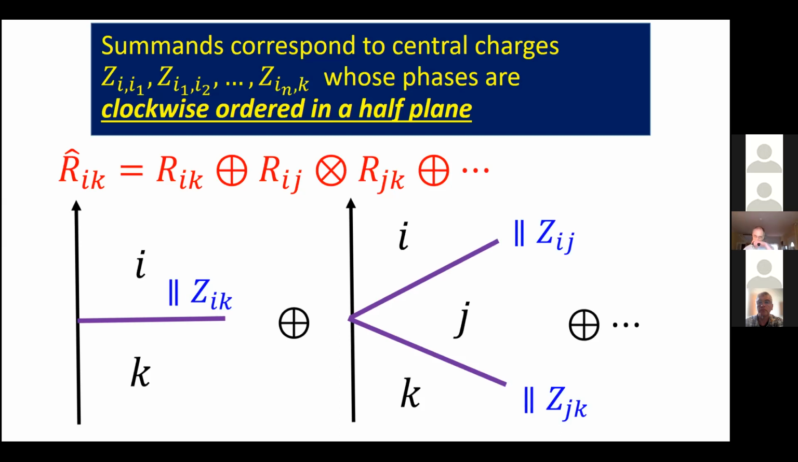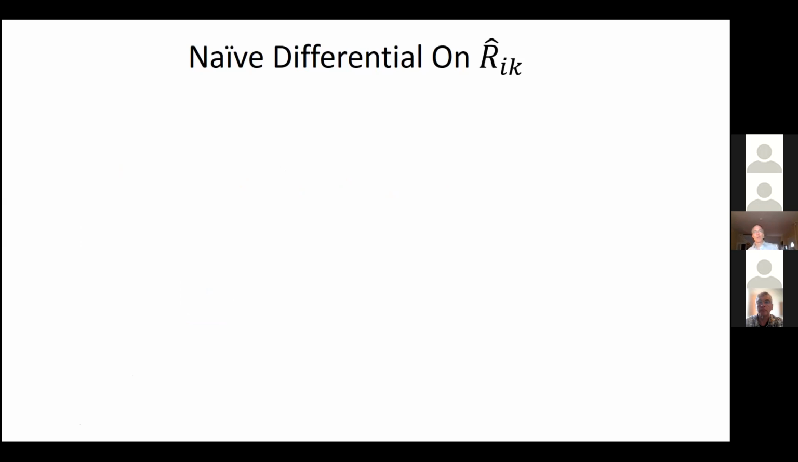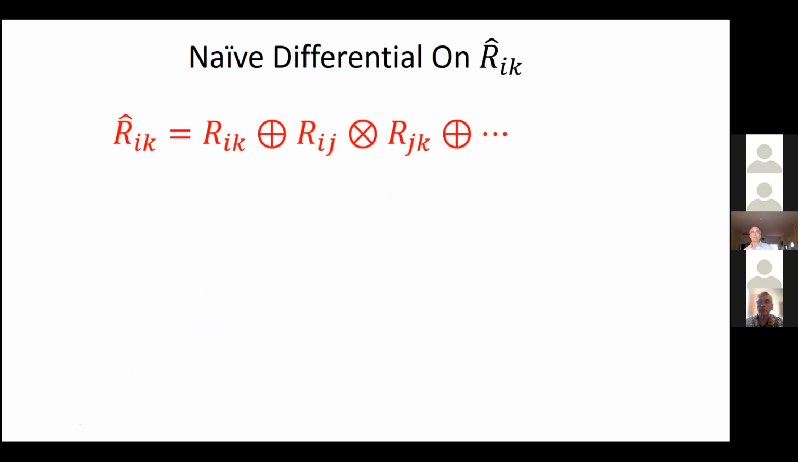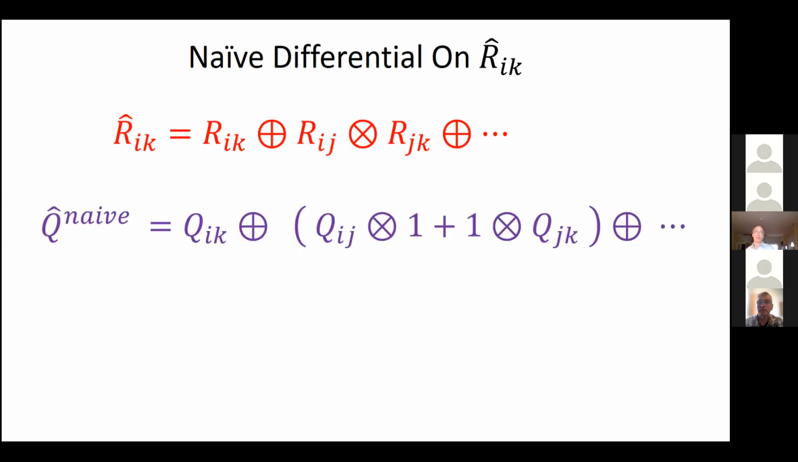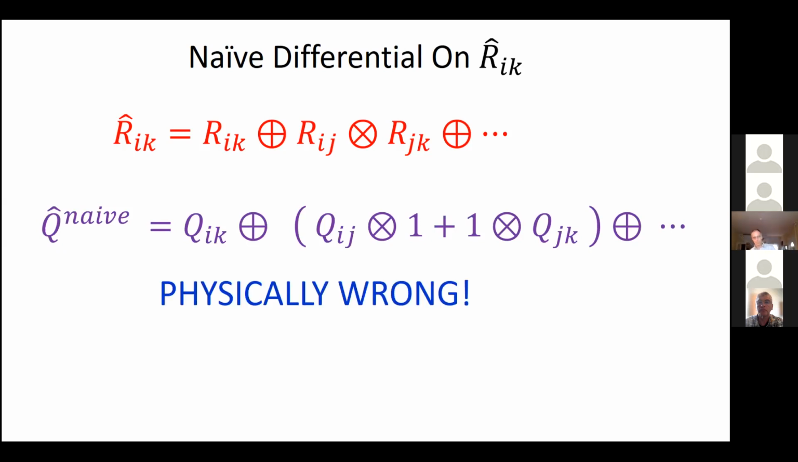Okay, so that's R hat IK as a vector space, but what is it as a complex? Well, given this formula, there's a naive differential you might put on R hat IK. You might say, well, okay, all the MSW complexes were complexes, so there were differentials, QIK and QIJ, and so on. And so there's a naive differential, which as a mathematician, one would naturally associate as the complex associated to R hat IK. That turns out to be physically wrong.